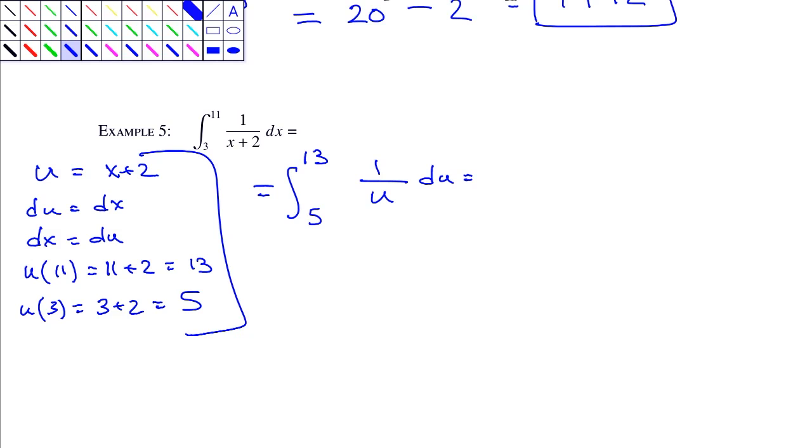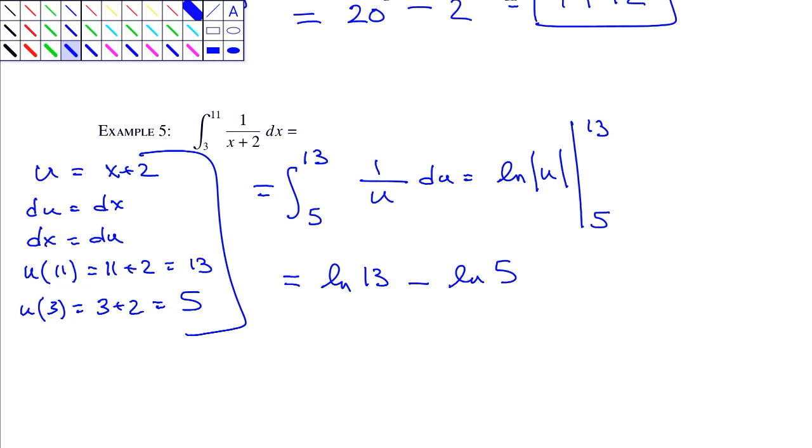The integral of 1 over u is the natural log of the absolute value of u, evaluated from 5 to 13. So this would be the natural log of 13. No absolute value bar is needed because 13 is positive. Minus natural log of 5. No absolute bars needed. And then how do you subtract two logs? You divide. So it's natural log of 13 over 5.